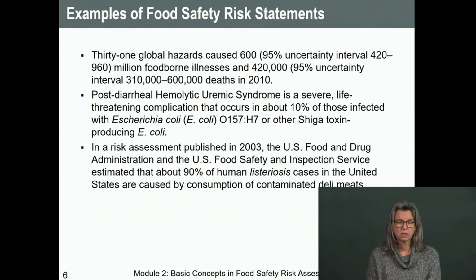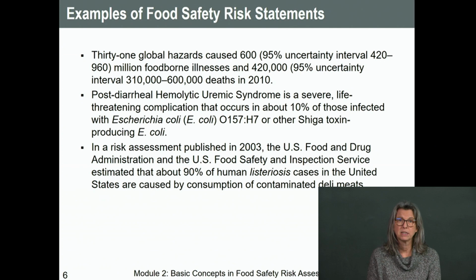So the severity part is the illnesses and death, and the likelihood part is 600 million out of everyone in the world, and that gives you the sense of how likely that was. So that's a very high level risk estimate. The second point is a very narrow risk estimate.